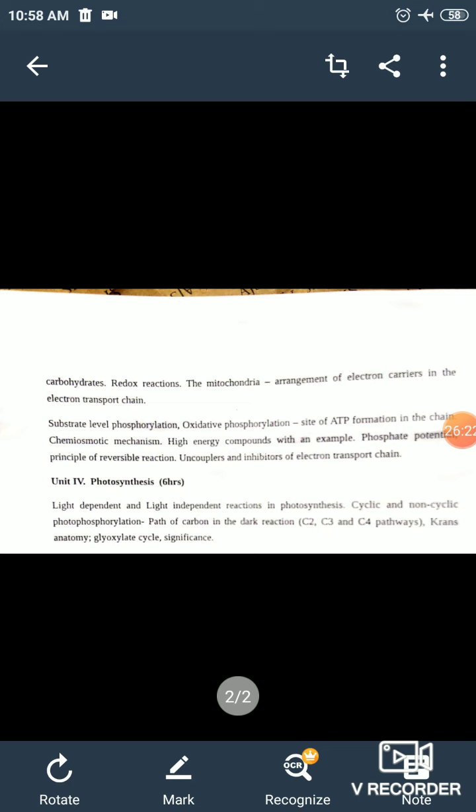For referring to these topics, you can go to Satyanarayana, which is the very basic book, or you can go to Voet, Lehninger, Mathews. There are many, so it is up to you which book to refer. So this is about our third semester syllabus.